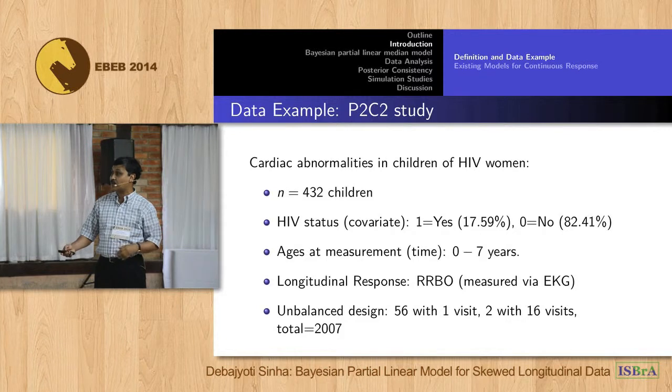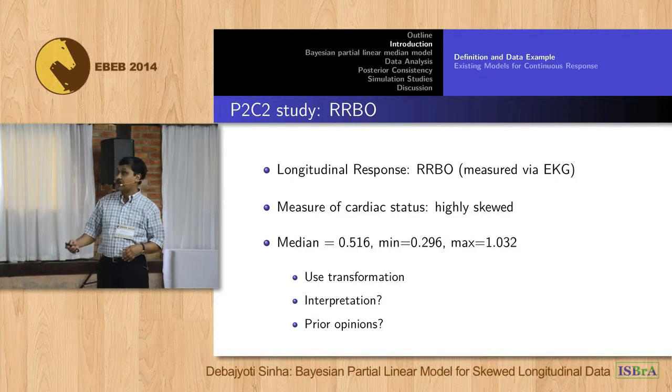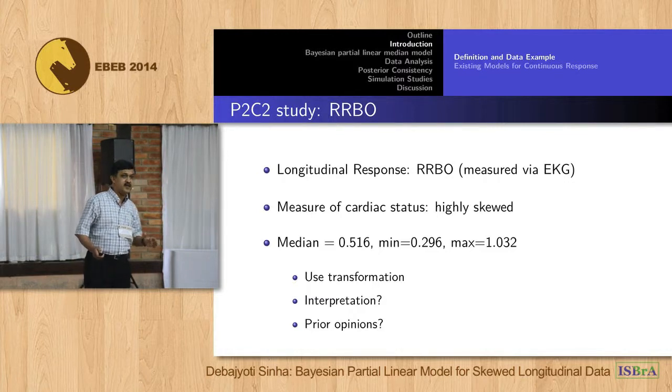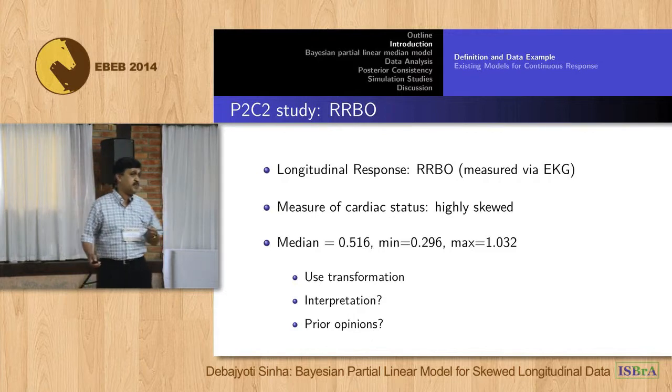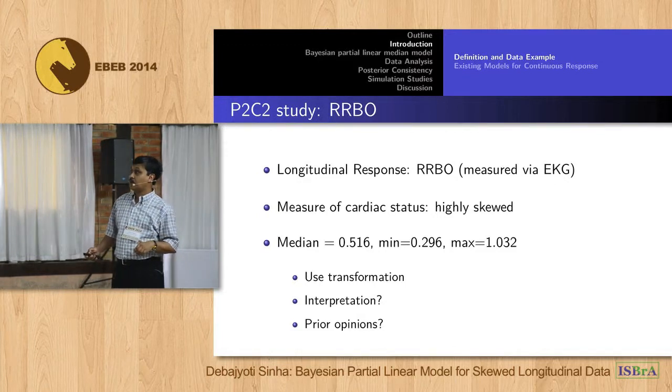So this is the one we're doing. It is known, and there is a biological reason behind it, and you can see it later in the data, that RBO, which is the major response, is highly skewed. It is so skewed that you cannot even take a log transformation and make it symmetric. But it is unimodal, though highly skewed. And the median is this.